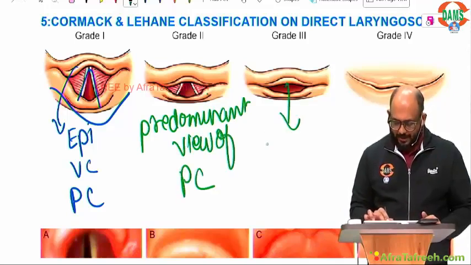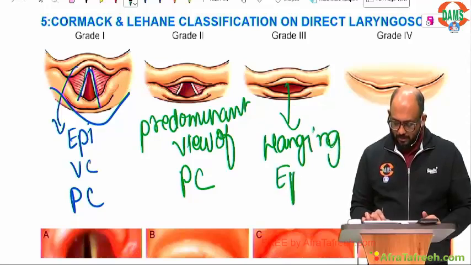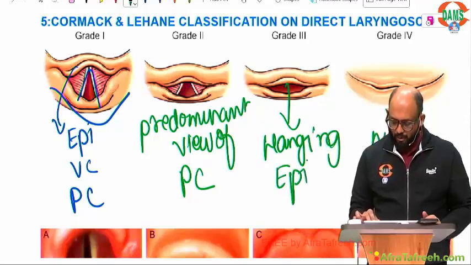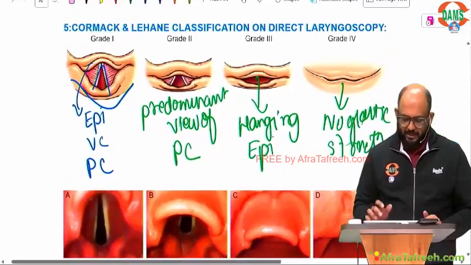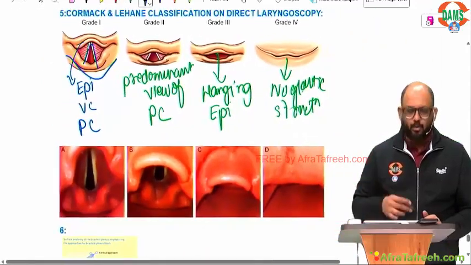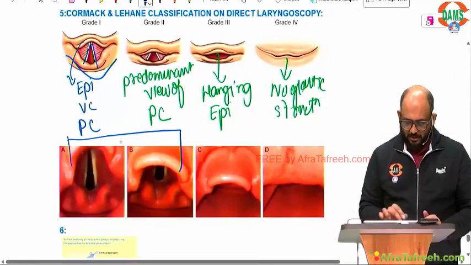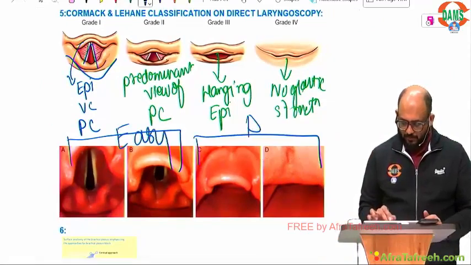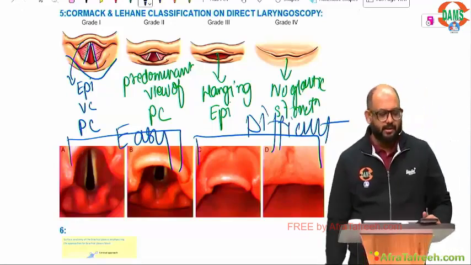When there is a hanging epiglottis, it is grade 3, and when no glottic structures are visible, it is grade 4. Tell me which one will be easy, which one will be difficult. You want to intubate somebody, if you can see the vocal cords, easy. If you can't see the vocal cords, difficult. Okay.